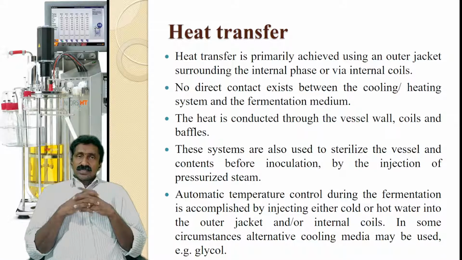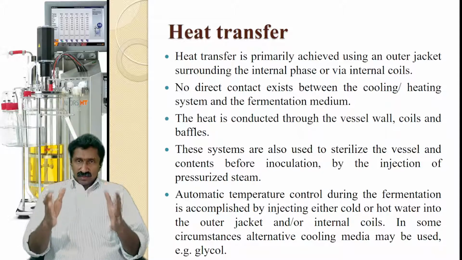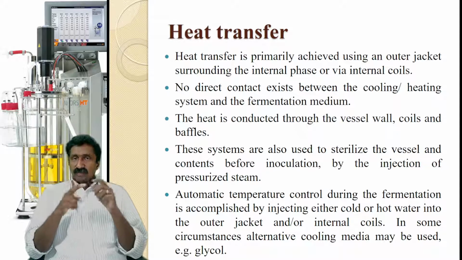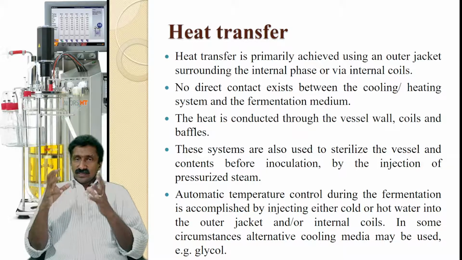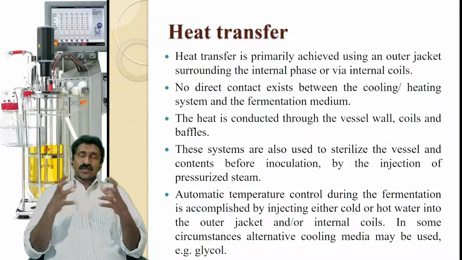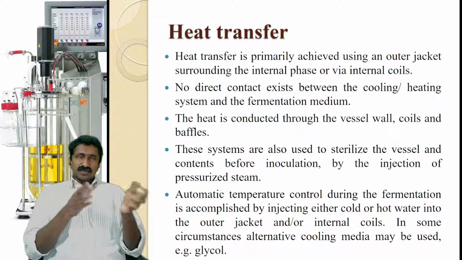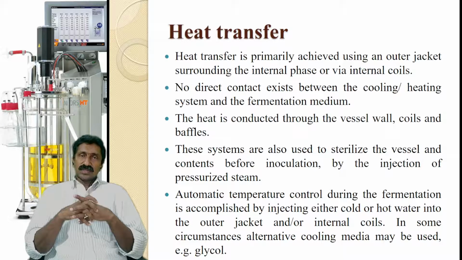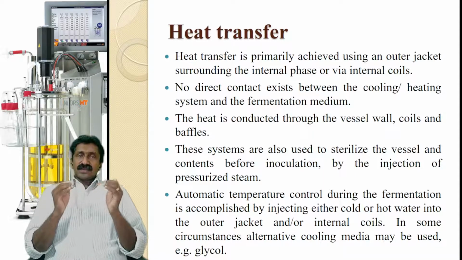So the heat transfer is primarily achieved using an outer jacket surrounding the internal phase or via internal coils. Usually we have the primary two options, that is the outer jacket system or an internal phase with the internal coils. Two systems are the major forms of the heat transfer systems in bioreactors. Of course, there are some rare cases where external heat exchangers were used, but primarily both these types are widely used. No direct contact exists between the cooling or heating system and the fermentation medium.